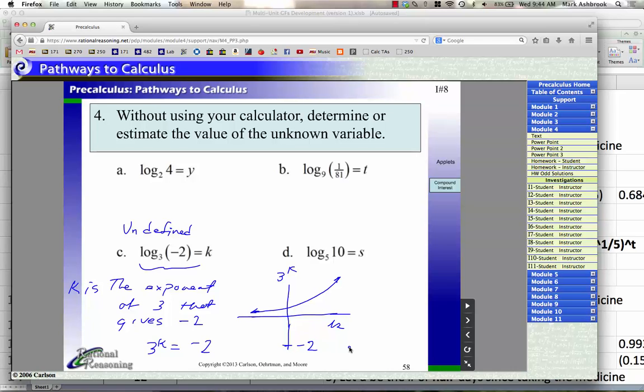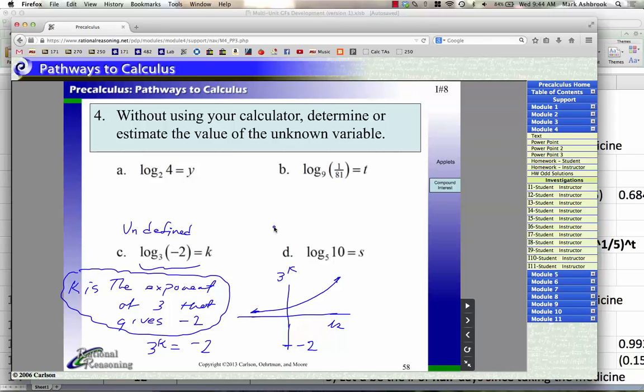Okay, in number 4, any by request. But do this, okay? Practice this. Because that's what logs are. They're exponents. So you should be able to look at a log and know exactly what exponent you're looking at. Here we're looking at an exponent of 3 that gives -2.